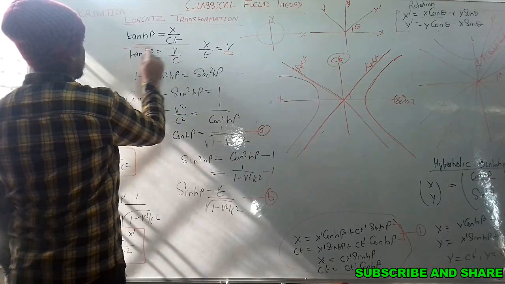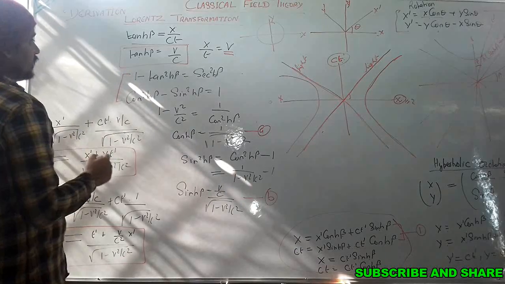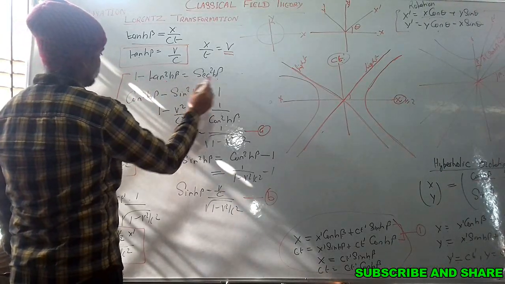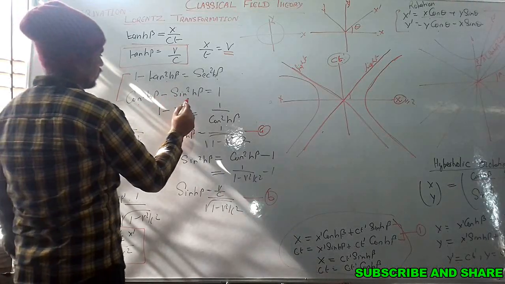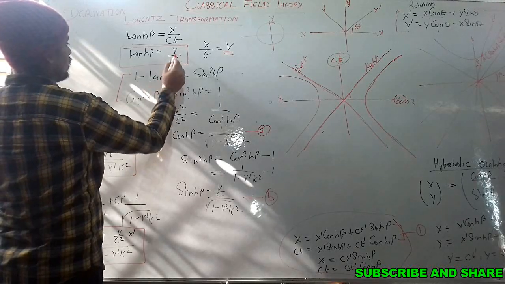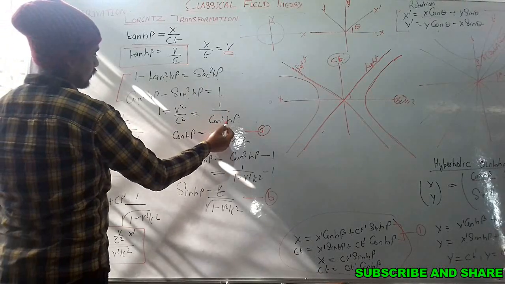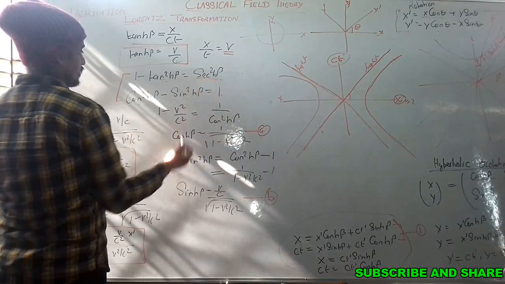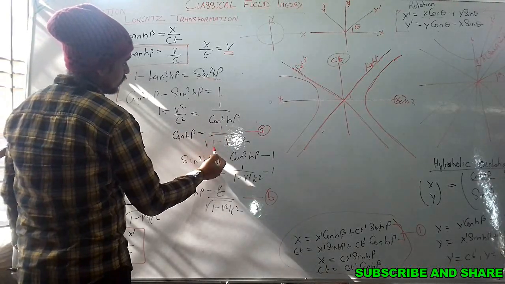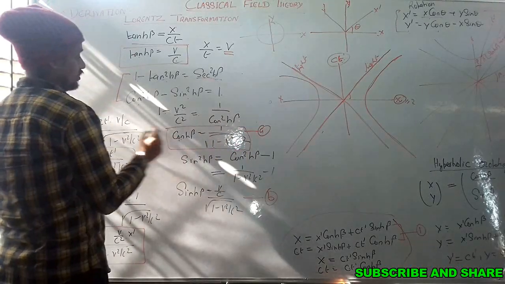So tanh β is equal to v by c, and we can use these two hyperbolic equations: 1 minus tanh² β is equal to sech² β, and cosh² β minus sinh² β is equal to 1. Here tanh β is equal to v by c. So 1 minus v² by c² is equal to 1 divided by cosh² β, because here is the sech² β. And finally cosh β is equal to 1 divided by root under 1 minus v² by c². This is for the cosh β.